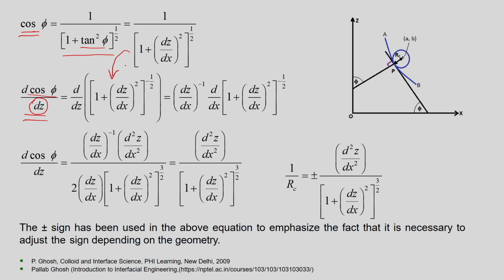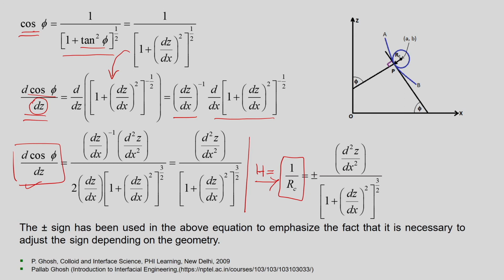So it means that you get dz by dx, and you take d by dx outside. If you do that, you get dz by dx inverse times minus 1 over 1 plus dz by dx whole square. So d cos phi by dz then takes the form dz by dx inverse, and then d2z by dx square. Simplify it further and you get this expression. Finally, I can relate this as 1 by r c. So it means that 1 by r c, or the radius of curvature, h, is nothing but d2z by dx square over 1 plus dz by dx whole square.